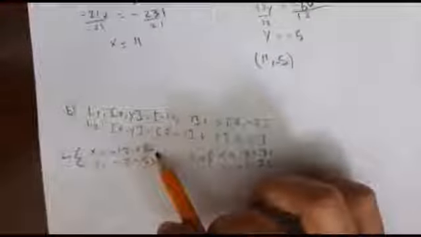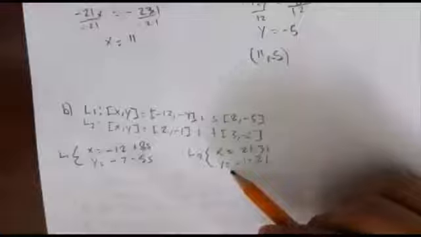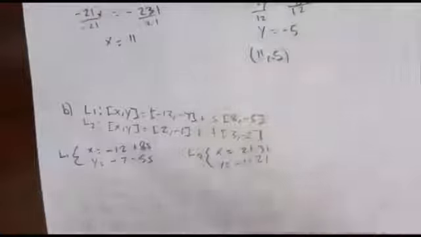Moving on to part B. We have both our lines this time in our vector equations. So we're going to have to make our parametric equations for both lines. For line 1, the parametric equations are going to be x is equal to negative 12 plus 8s. For y, it's going to be equal to negative 7 minus 5s. For line 2, it's going to be x is equal to 2 plus 3t, and for y, it's going to be equal to negative 1 minus 2t.